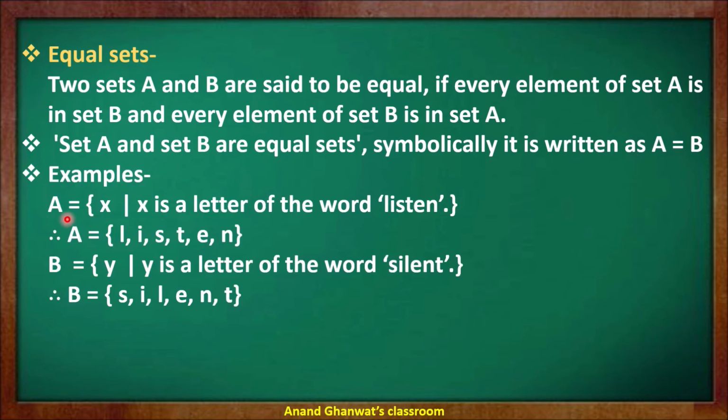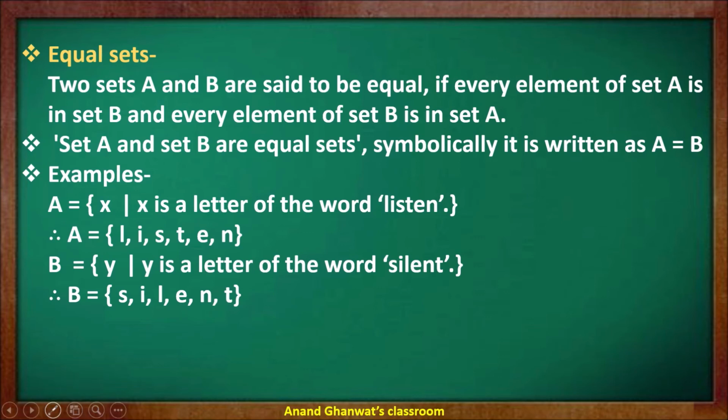Example, set A is the set of all x such that x is a letter of the word listen. So can you enlist? L is there, I is there, S is there, T is there, E is there, and N is there. So a total of 6 letters are there in the word listen. Now another set B is the set of all y such that y is a letter of the word silent. So the word silent has S, I, L, E, N, T.